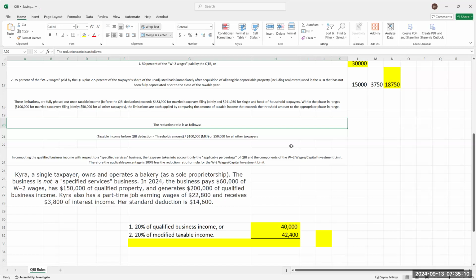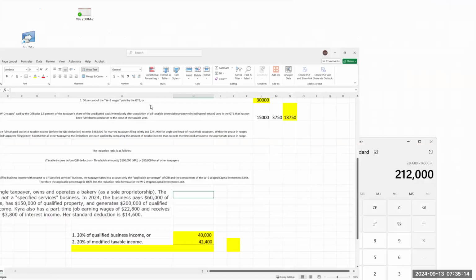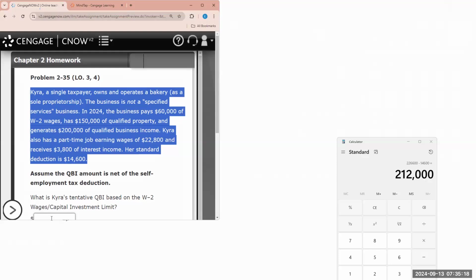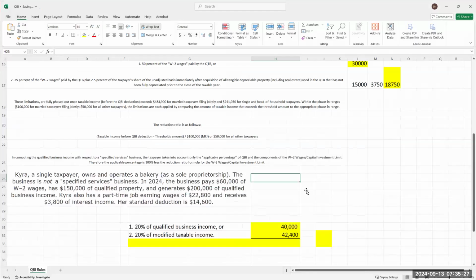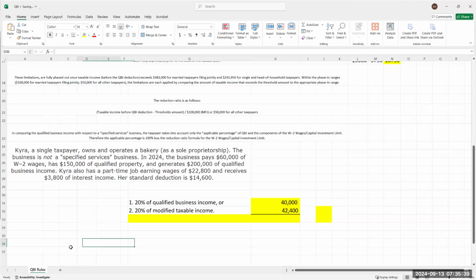So therefore, first things first, let's answer the first question. What is her tentative QBI deduction? So her tentative QBI deduction would be 30,000, but again, she phases out. So the first thing we need to do is to determine the difference between the 20% QBI deduction amount and the W-2 wages capital investment limit amount. So it will be as follows.